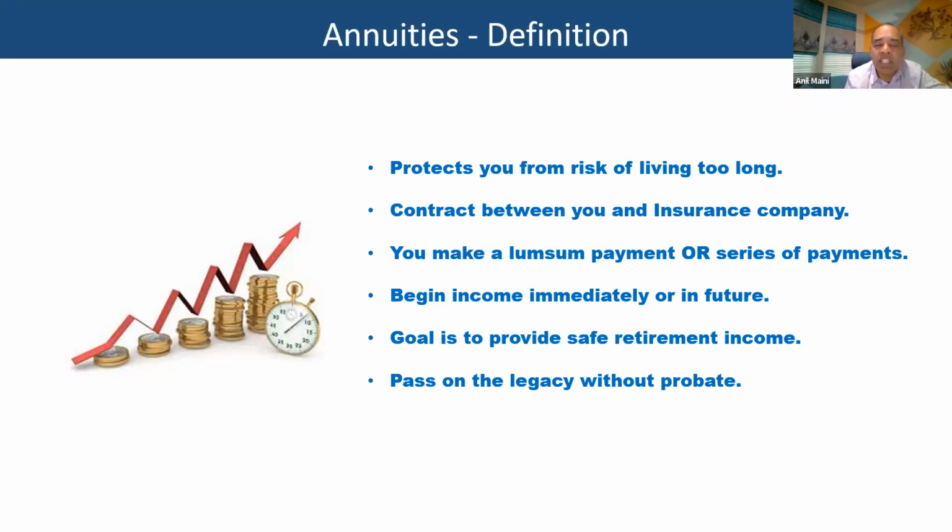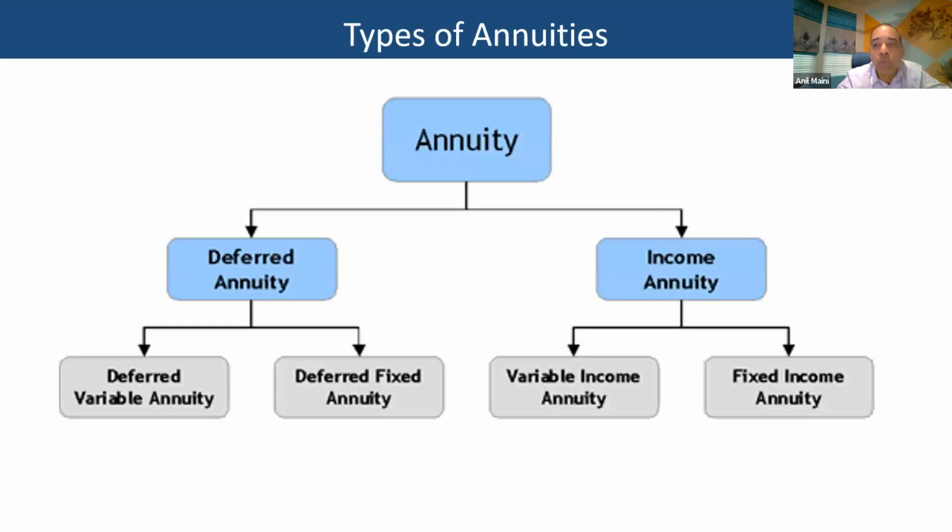Accumulation annuities, which are also called deferred annuities, and then income annuities. So the goal is basically to protect your assets for retirement and to provide you with a safe retirement income, and then to pass on the legacy to your loved ones without probate, because whatever is the remaining value of the annuity goes directly to the beneficiary, bypassing the probate process.